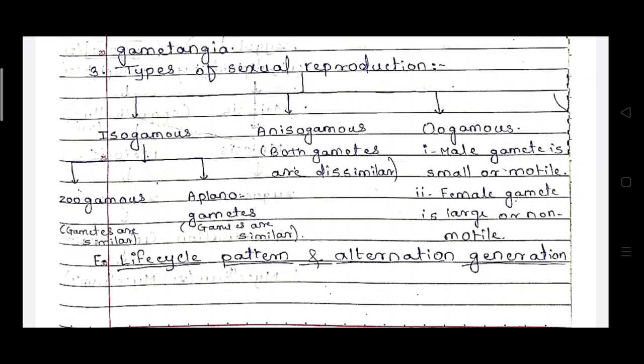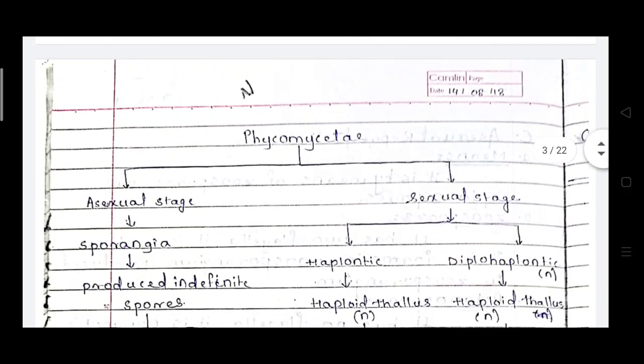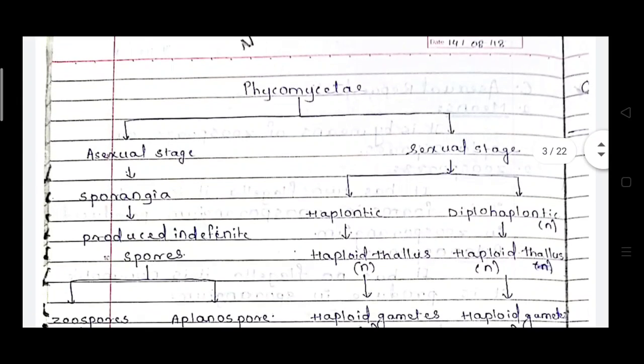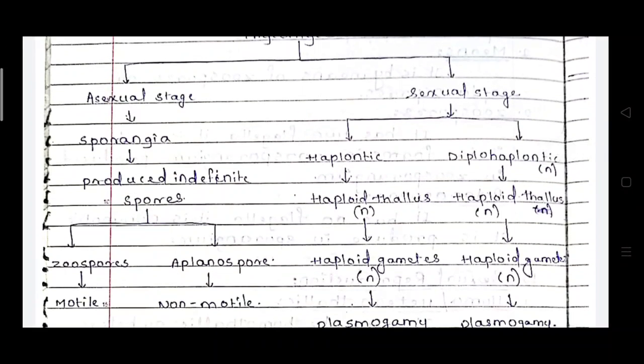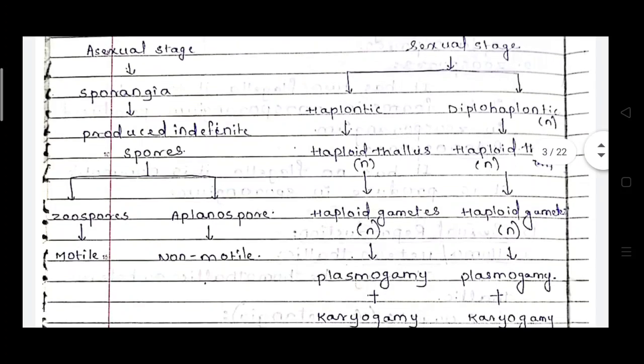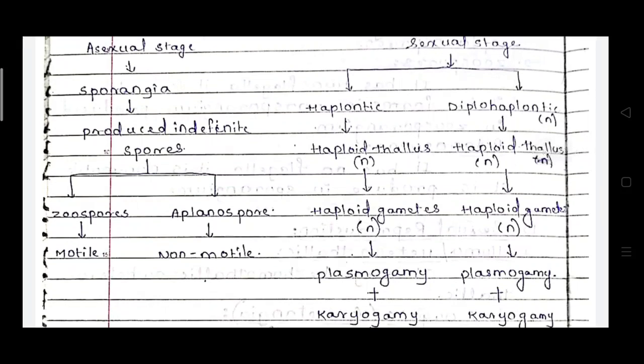Then the next point is the life cycle pattern and alternation of generation. In Phycomycetae, two types of reproduction mainly take place, asexual and sexual. Asexual reproduction takes place with the help of sporangia. These sporangia produce the spores, that is, either zoospores or aplanospores. जूस्पोर कैसे रहते हैं, मोटाइल स्पोर्स रहते हैं और अप्लानोस्पोर्स आर द नॉन मोटाइल स्पोर्स.